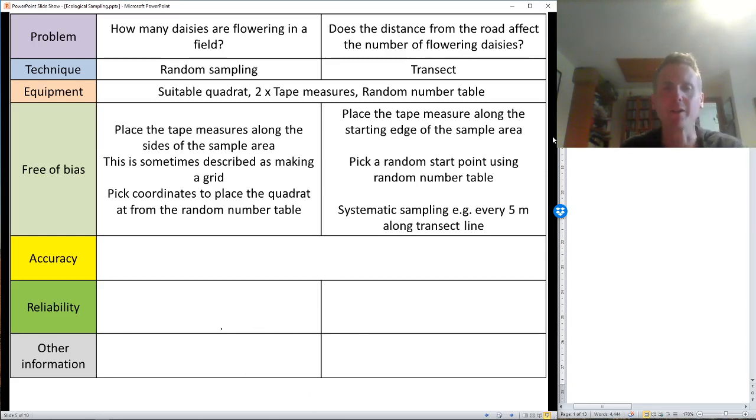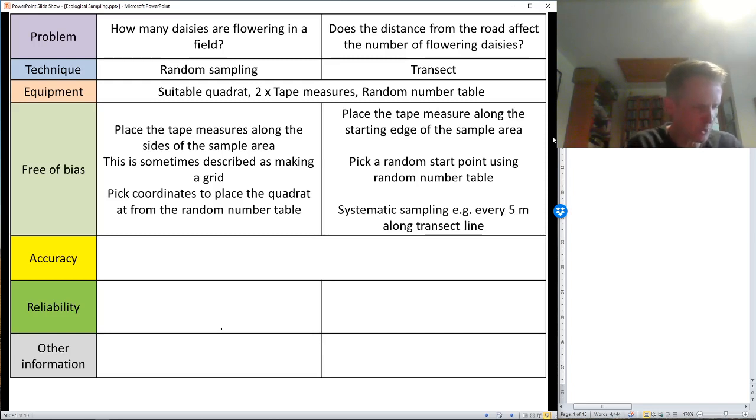Accuracy is when something is close to the true value. Words like precision, reliability, accuracy get chucked around. We need to be really careful. Accuracy means, if I measure how many daisies there are, and Steve does the same, we get the same answer. Yeah. How do I weigh something accurately?